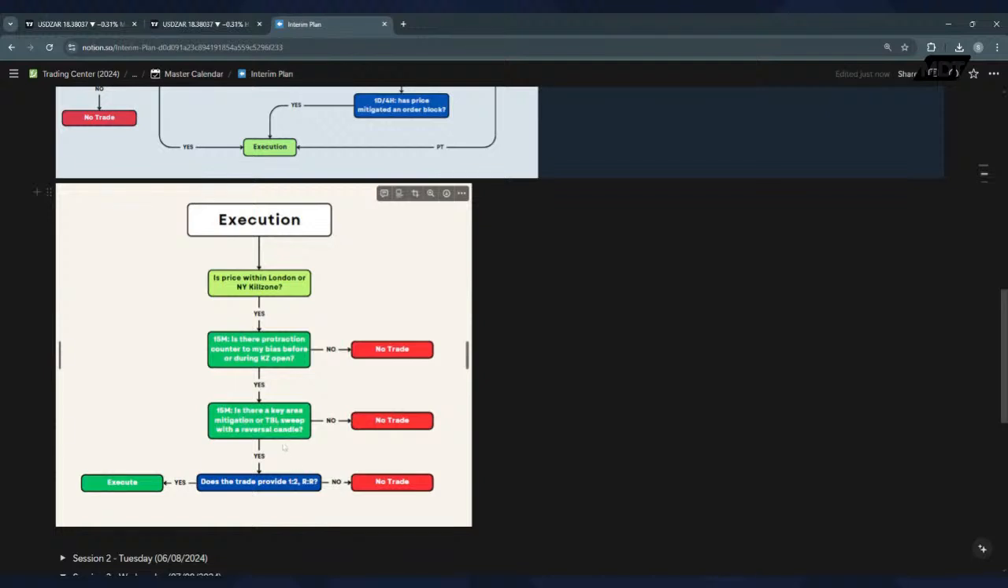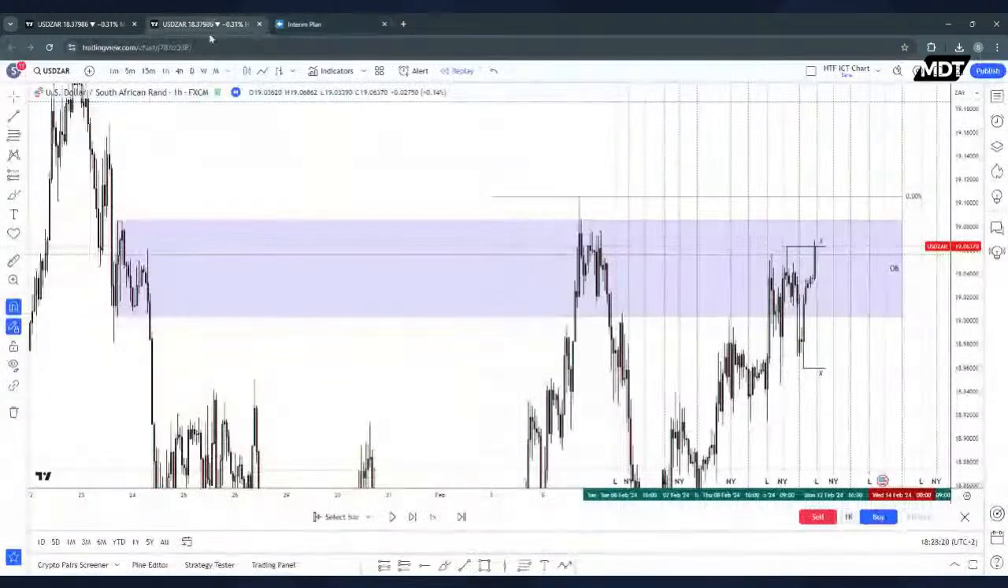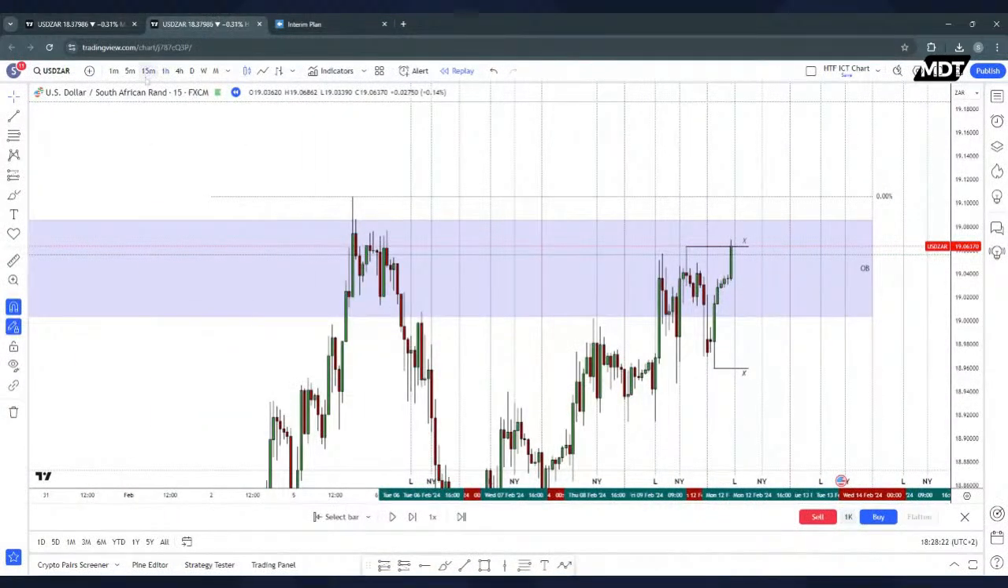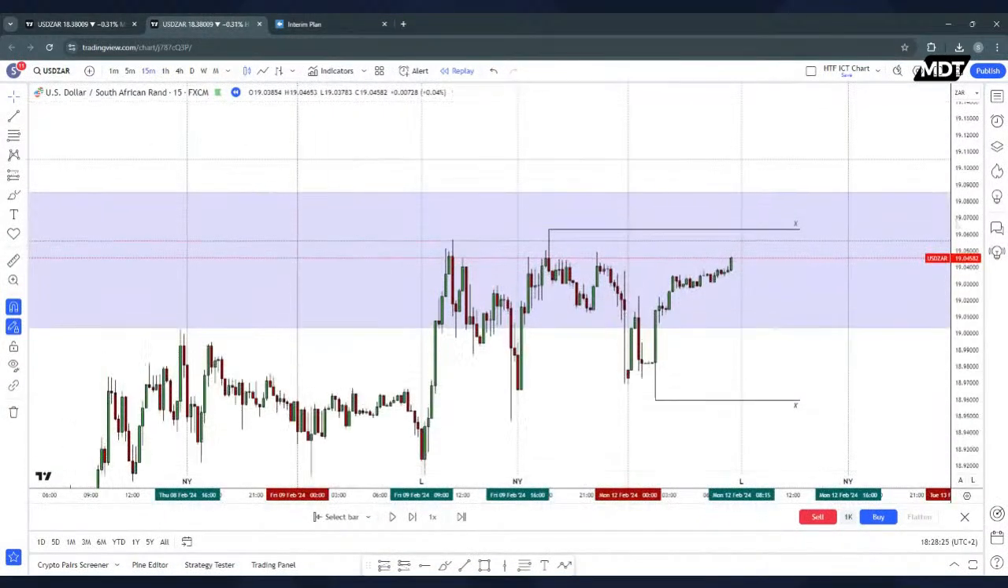But coming back to the plan, remember for an entry, we just need a key area mitigation. So on the 15-minute, either an order block or fair value gap, or a time-based liquidity sweep with a reversal candle. So the only constant there is the reversal candle, but I can have either or between a key area mitigation or time-based liquidity sweep, which then is paired with that reversal candle. If I have both, then look, the more confluences, the better, and that adds probability to the setup. But I only need one to take a trade. So yeah, let's see how this plays out.